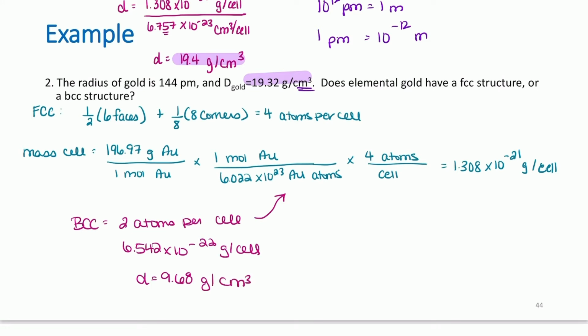So therefore, gold is FCC, because we found that the density, 19.4 and 19.32, is basically the same thing. We had to round when I calculated your volume based on your radius. And that matches the density of gold. If it was body-centered, it would have a density of 9.68 grams per centimeter cubed, which is not correct for the known density of gold.